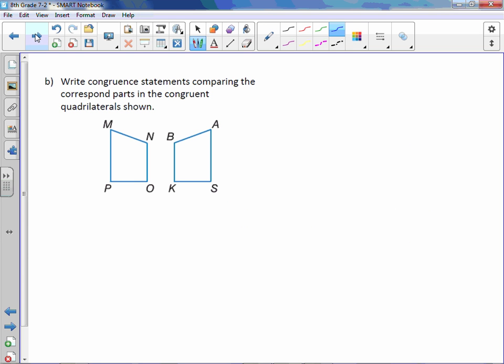Letter B, write congruent statements comparing the corresponding parts and the congruent quadrilaterals shown. It looks like these quadrilaterals were reflected over a vertical line. So with that in mind, I know that these two sides would be the same. These two would be the same. These two sides. And these two sides. Similarly, I can say that N is congruent to B. M is congruent to A. And P is congruent to S. And O is congruent to K.